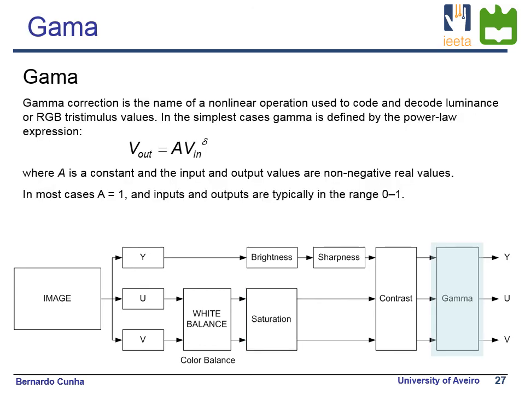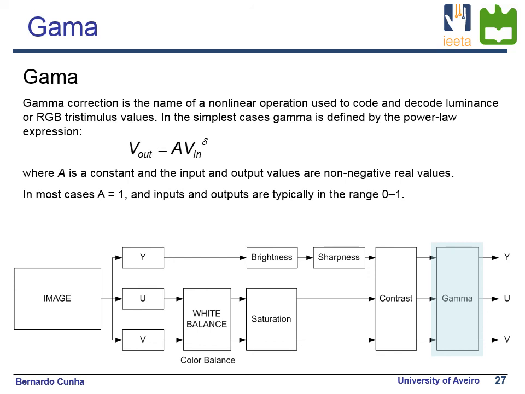Finally, in our pipeline sequence, I would like to refer to gamma, because gamma is actually very important, namely in photography. Basically gamma is a type of correction which is the result of the application of a nonlinear function over the different parameters: contrast, brightness, and saturation. In the simplest way, gamma is defined by a power law expression of this form, you can see here, where normally A is typically 1, and inputs and outputs are typically in the range 0 to 1.